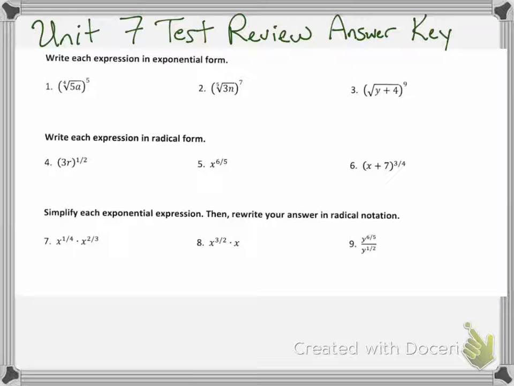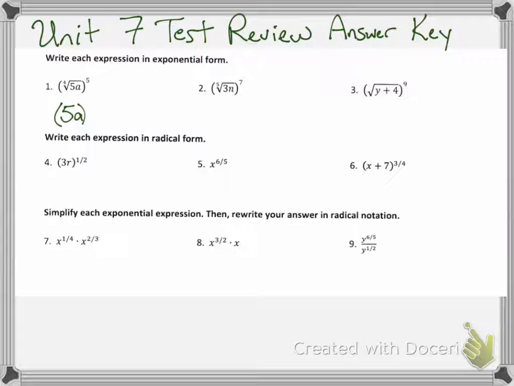This video will walk you through the Unit 7 test review and provide explanations for every single problem within it. Let's first start with the first three problems here, which involve writing expressions from radical form into exponential form. The way that we do that is to take whatever's underneath the radical sign. We're going to go ahead and pull that out as our base.